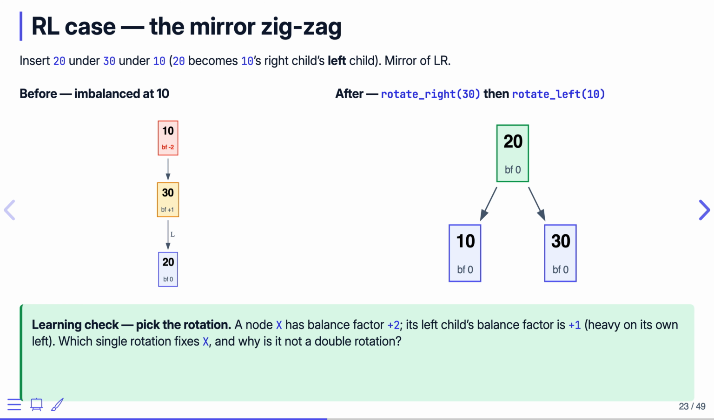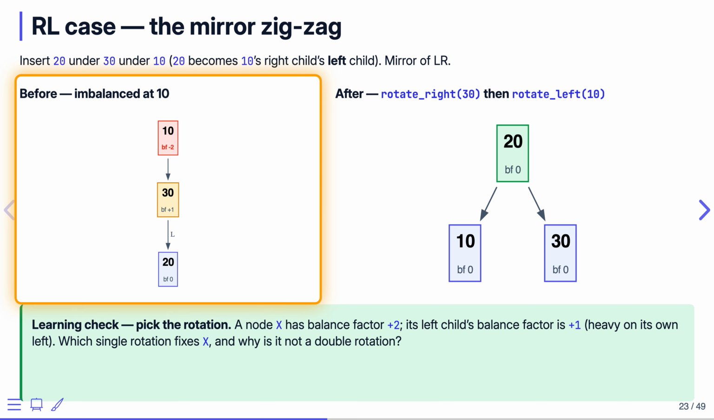The RL case is the same as the LR case but flipped left to right. We insert 20 under 30 under 10, and 20 becomes 30's left child. It is a zigzag again, just on the other side. The left figure shows the tree before the fix.